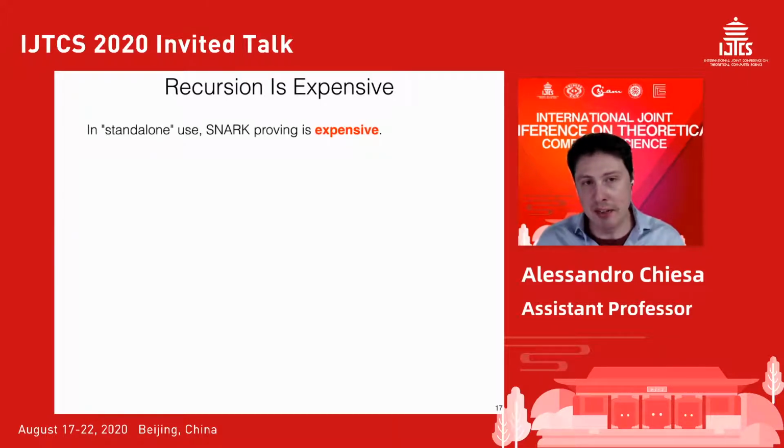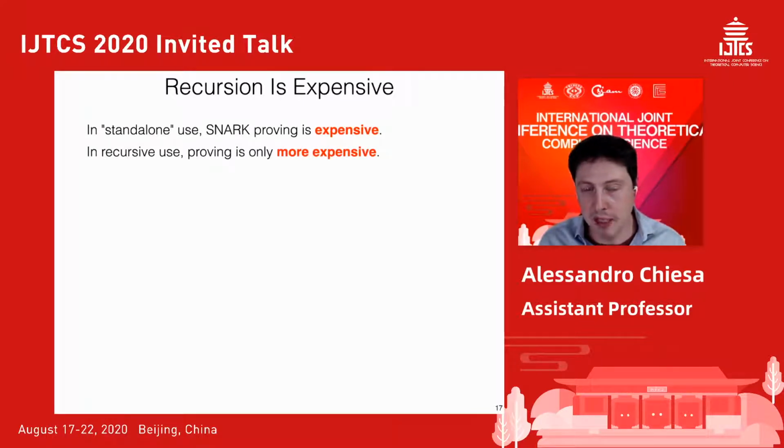So first, even in standalone use, in case you've ever worked with snarks, snarks are rather heavyweight primitives. I mean, cryptography is already expensive on its own, but then even within cryptography, there are some things that are quite expensive. And snarks are the type of primitive that make snark verification or snark proofs very small, but the snark prover works very hard to give you these nice properties. Now, in recursive use, proving is only more expensive. Now, this sounds vague, but there's actually very concrete reasons for why that's the case.